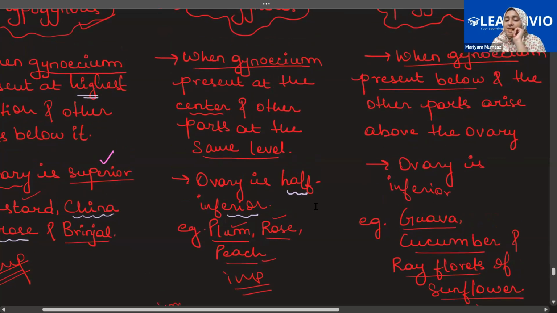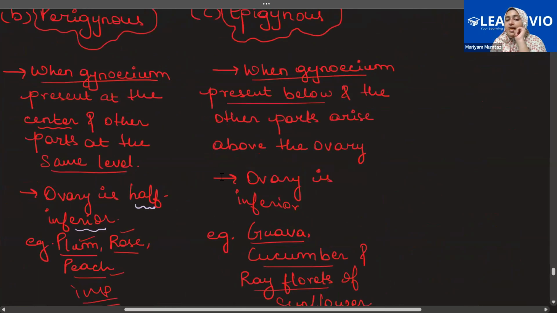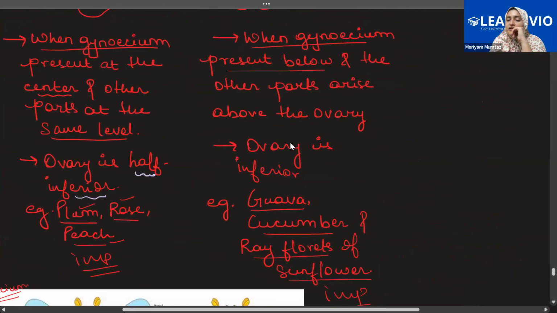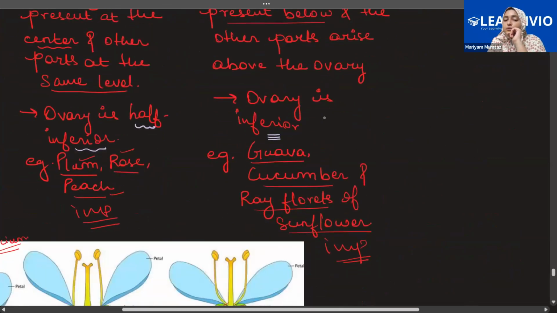Okay, these are the examples of plants or fruits, the flowers that have this perigynous condition. Lastly, there is epigynous. When the gynoecium is present below and every single part is above it, then that is known as epigynous. Here, the ovary will be inferior in position. The examples are guava, cucumber, and ray florets of sunflower.